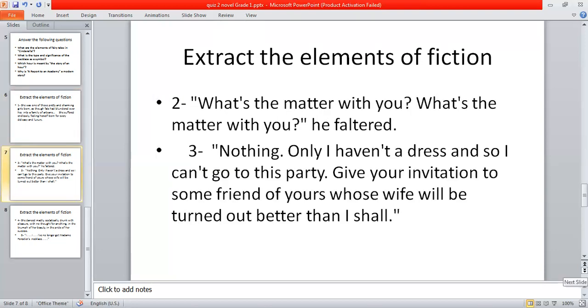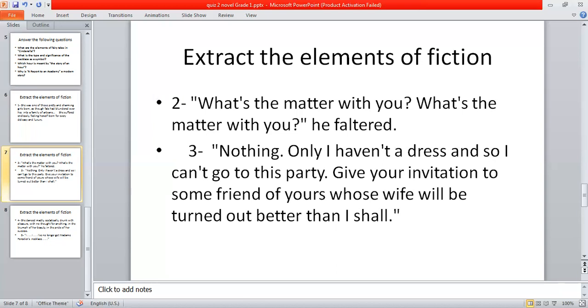What's the matter with you? What's the matter with you? Nothing. Only I haven't a dress, and so I cannot go to this party. Give your invitation to some friend of yours, whose wife will be turned out better than I shall.